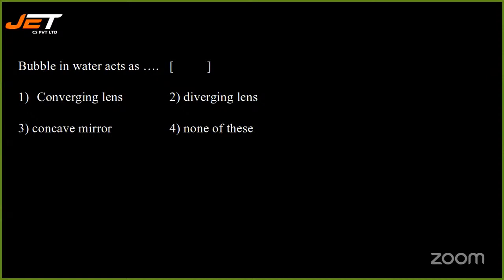So bubble in water acts as a converging lens or a diverging lens or a concave mirror or none of this. So how does a bubble in water act? So bubble in water acts as dash. Good. Simple, right? It acts as a diverging lens.